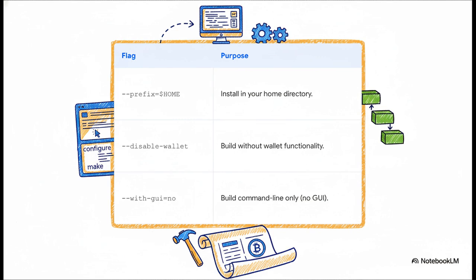For example, --disable-wallet. Well, it does exactly what it sounds like. It builds Bitcoin Core without any of the wallet functionality. Or maybe you're running a server and you don't need the graphical interface. Easy. You just use --with-gui=no. These little flags give you so much control.